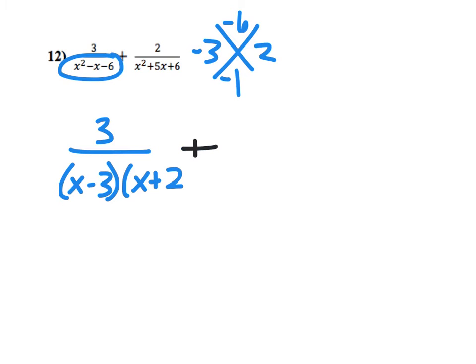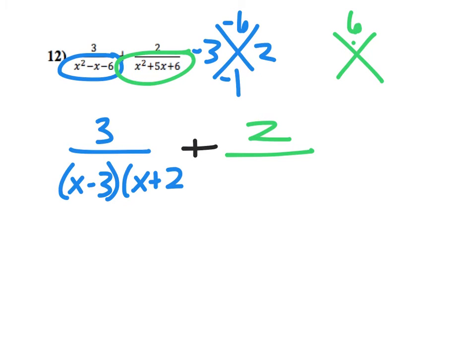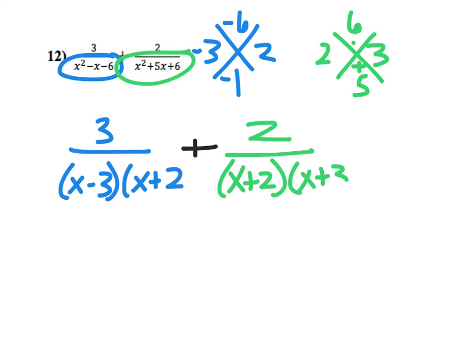And then we're adding to that. The top of the second one stays the same, 2 over. And then for the bottom again, we can use our x method. 6 goes on top. What multiplies to 6? What adds to 5? It's going to be 2 and 3. 2 times 3 gives me 6. 2 plus 3 gives me 5. So that means on the bottom here we have x plus 2 and x plus 3.